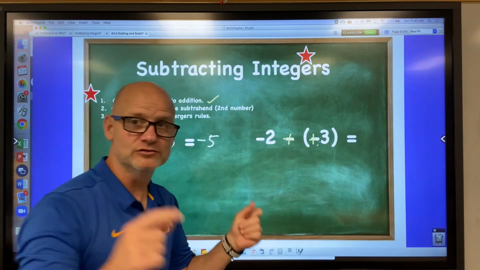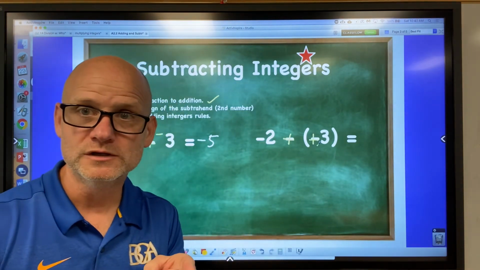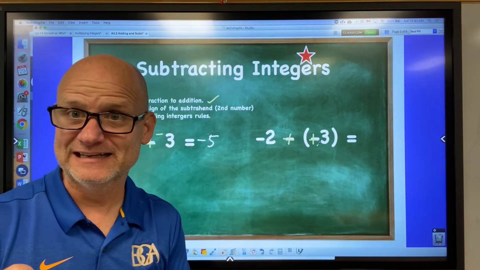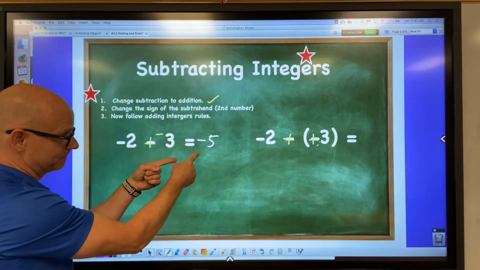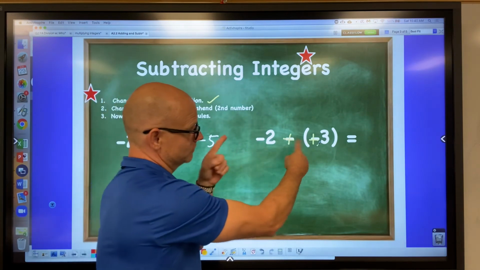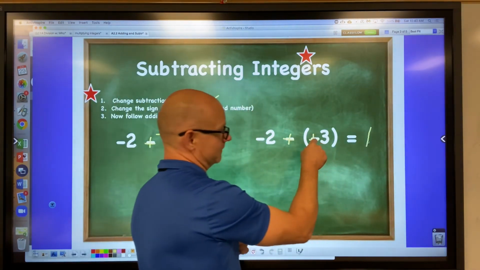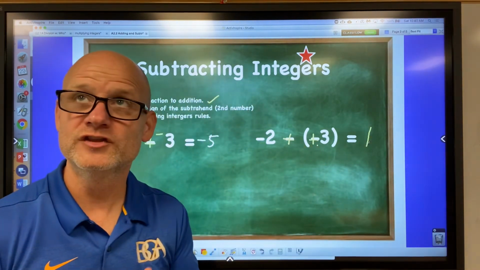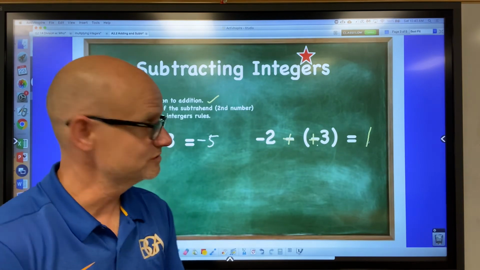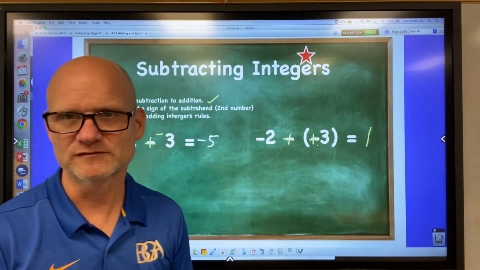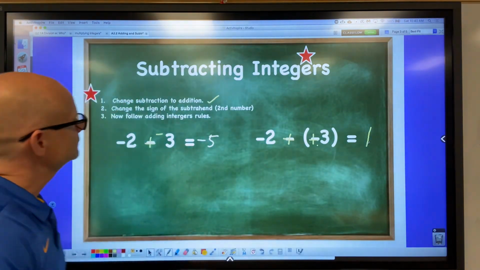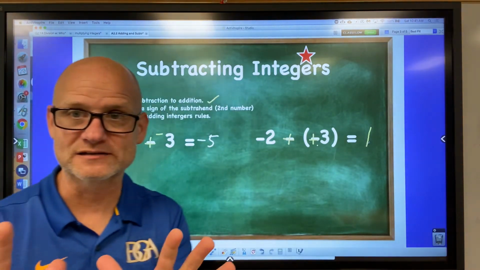And now go back to the row, row, row your boat. Same signs, add and keep. Different signs, subtract. So here, same signs, add and keep. Different signs, we're going to subtract. And you keep the sign of the integer that's furthest away from 0. See how I'm keeping that sign? So it would be +1. You don't have to put a little plus sign there, okay? So that is how you add and subtract integers.